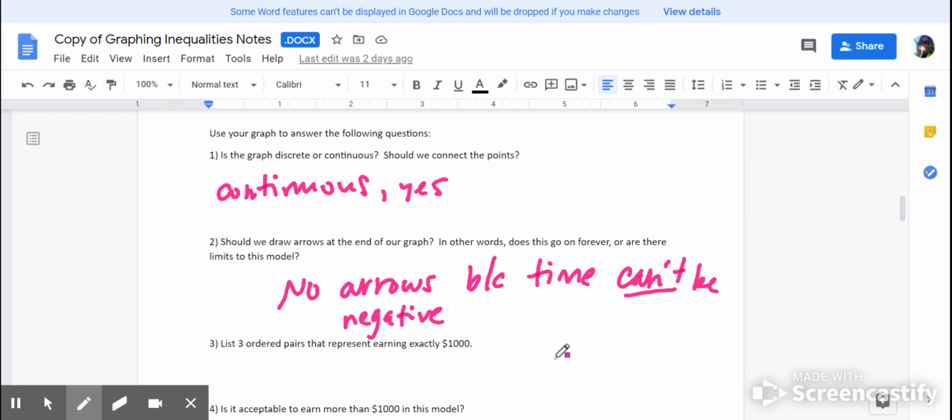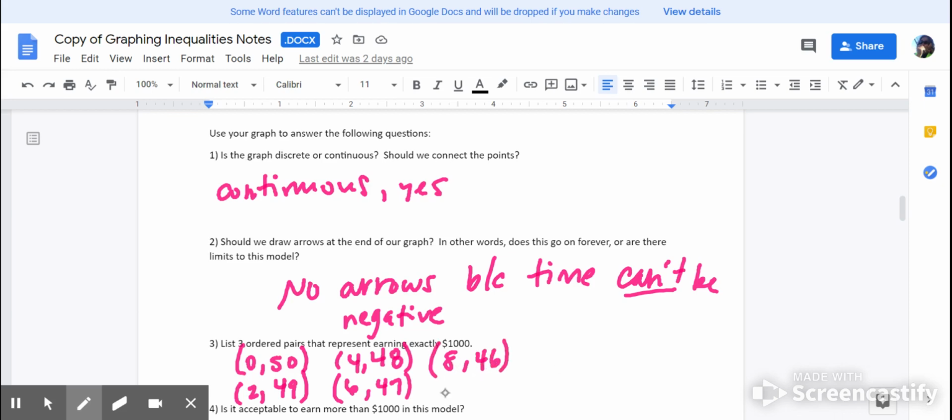So to list 3 ordered pairs that represent exactly $1,000, that's going to be any point that was on that line I just graphed. So the easiest one would be to work 0 hours babysitting and 50 hours cleaning houses. And then, as I said, we could work 2 hours babysitting, 49 hours cleaning houses, 4 hours babysitting, 48 hours cleaning, 6, and I know we're past 3 here, but (6, 47), (8, 46), or (10, 45). And we can keep going past there. You don't have to just use those.